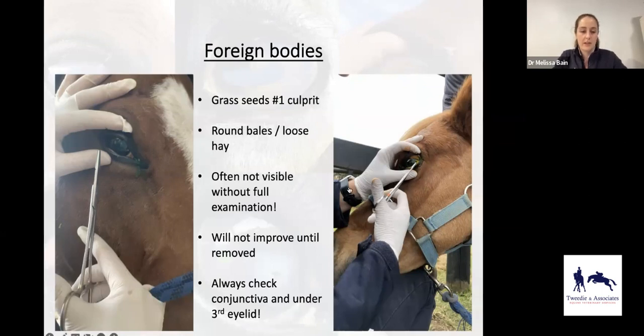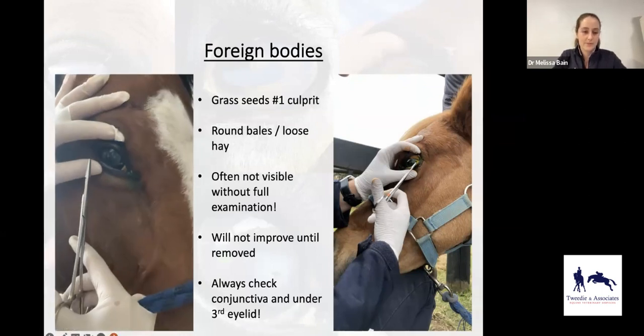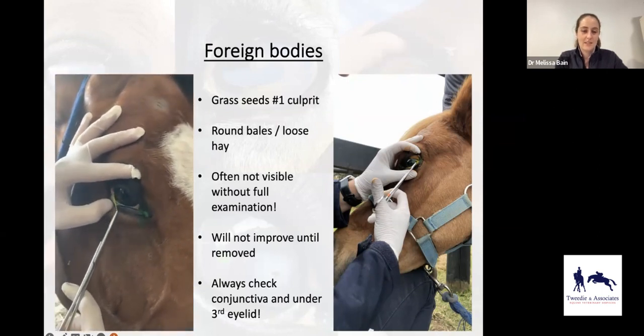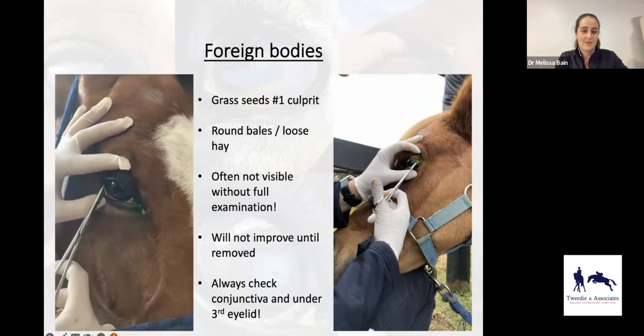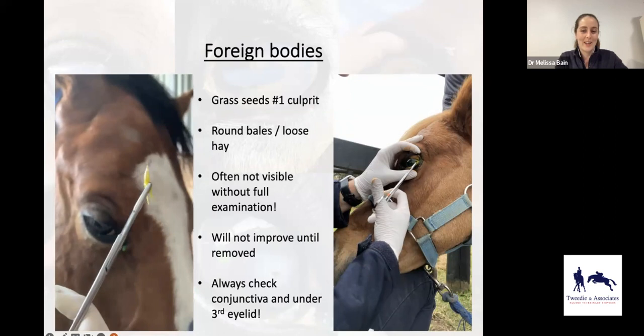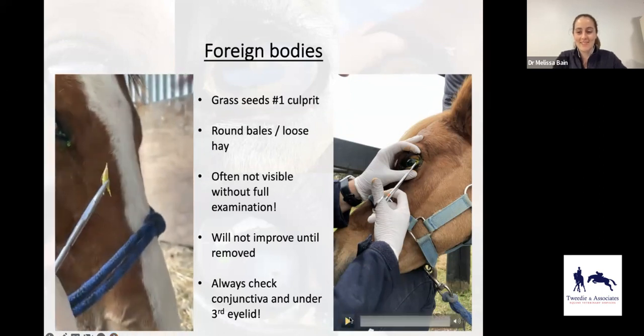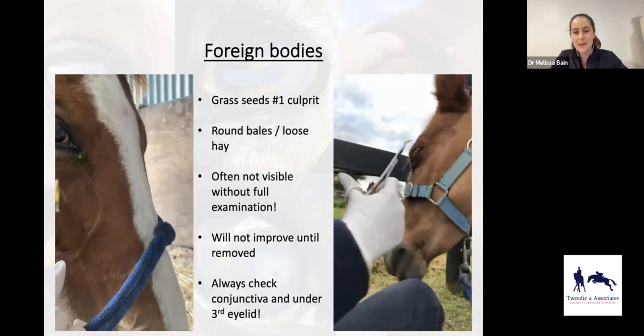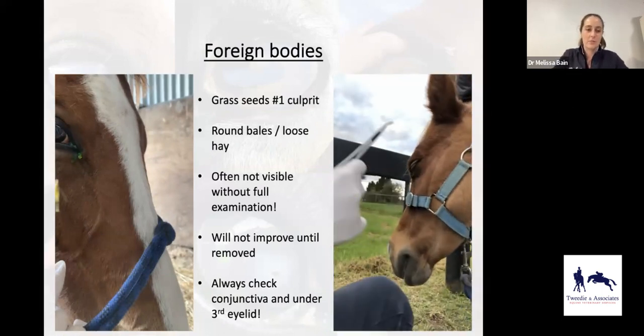So I think hopefully these will work. So this one here. Grass seed. Pretty big. Ouch, buddy. And then this one. So you can see that they're pretty big, but you actually can't see them outwardly. So they obviously felt a lot better after that. So the take-home message is, without a full ophthalmic exam, sometimes these will get missed.